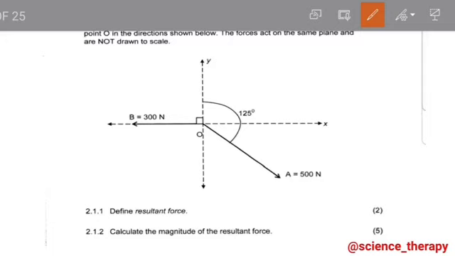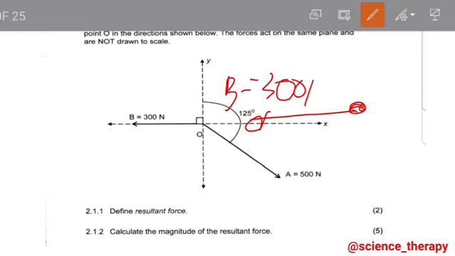2.1.2 says calculate the magnitude of the resultant force. Again, we want to resolve this and see what's happening. So we have B here. That's 300 Newton. But we can see A is acted at an angle. But what is wrong with this angle? It's moving all the way from the y-axis to the hypotenuse. Remember I said our angle must always move from the x-axis to the hypotenuse. Now that means we won't be using this 125.